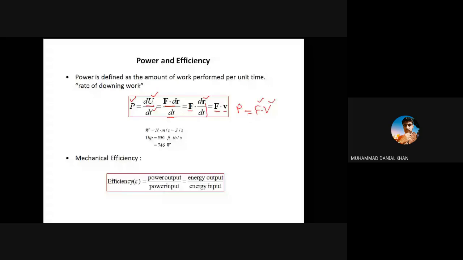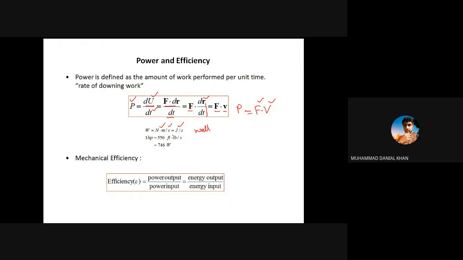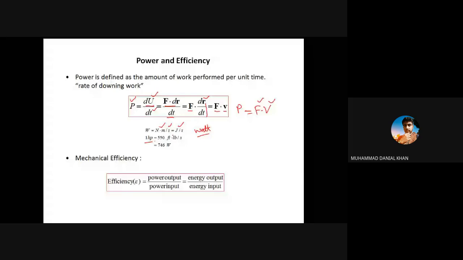The unit of work is Newton meter, and the unit of power, since it's work divided by time, should be Newton meter per second, or in other words joule per second, right? For power in the SI system we write this unit as watt, or we can use foot pound per second or horsepower. So 1 horsepower is equal to 550 foot pound per second, and that is equal to 746 watt. These are a few conversions which may be used in your problems ahead.